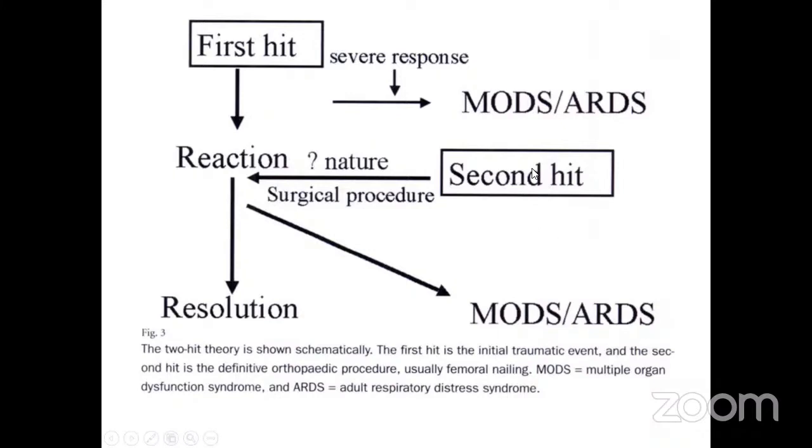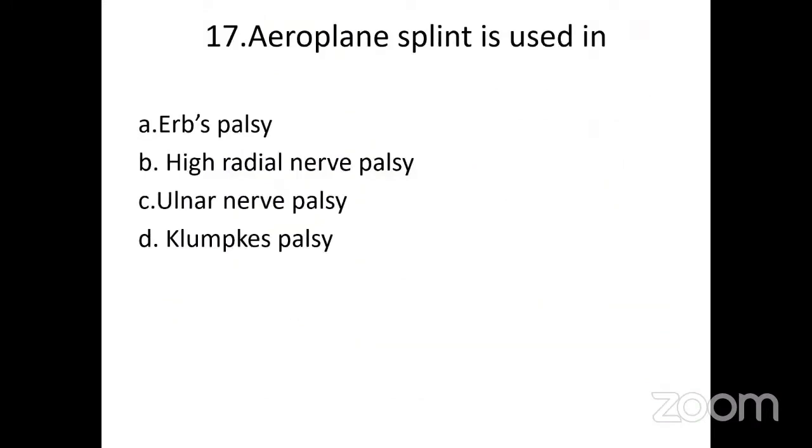In polytrauma and all, always go for damage control orthopedics. That means go for external fixators rather than internal fixation. Then coming to a splint, it is called the aeroplane splint. That means a splint which looks like the wing of an aeroplane. So that is used in Erb's palsy.